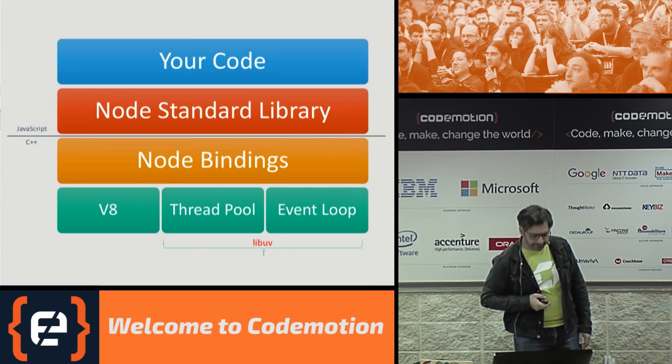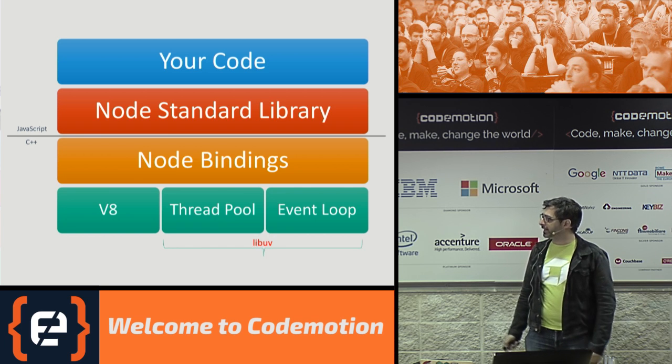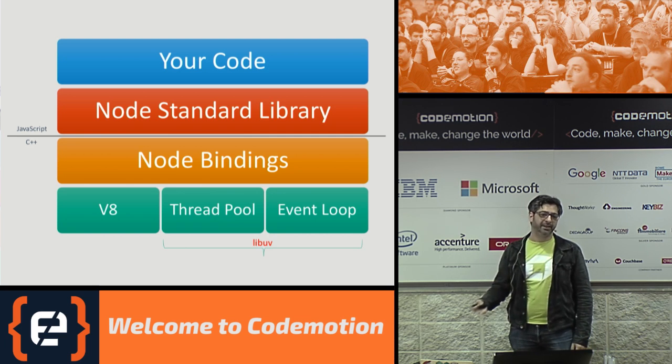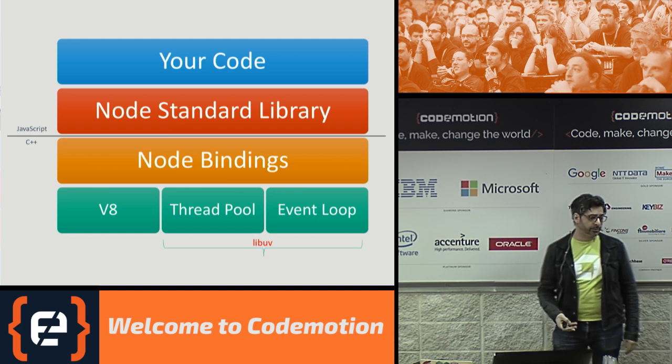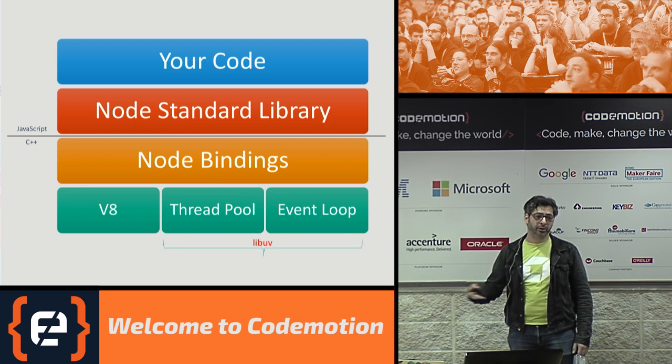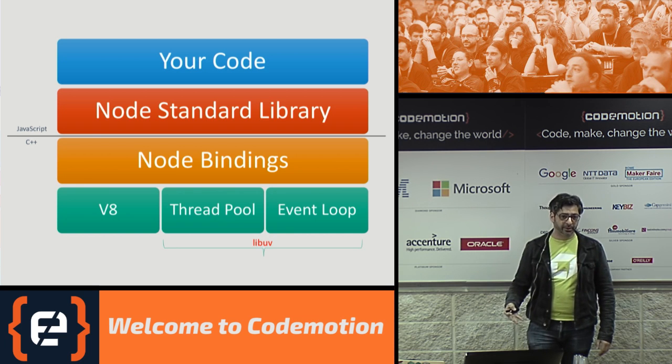When it comes to Node.js, it looks like that. So you have your code here. Then you have this Node standard library that provides all those Node-specific JavaScript functions to you. Then you have these bindings. Makes sense. You have to talk to your operating system, for instance.